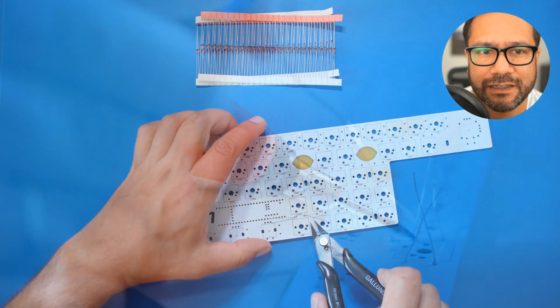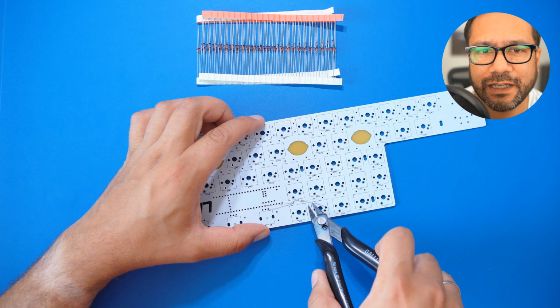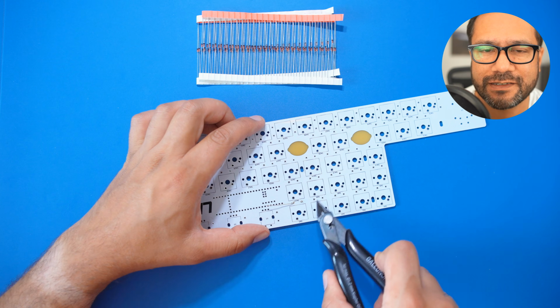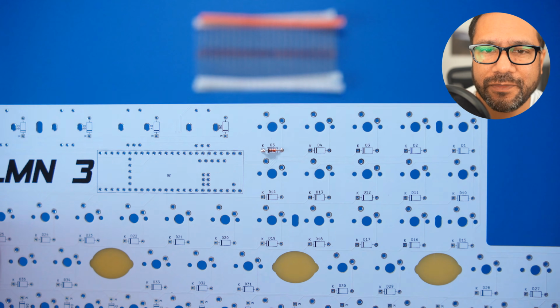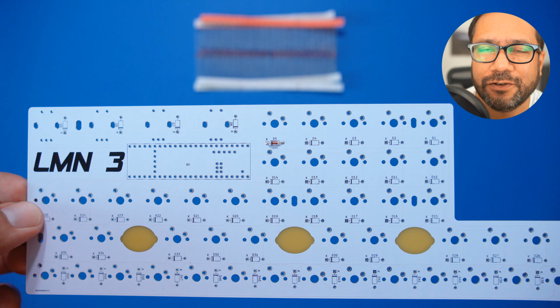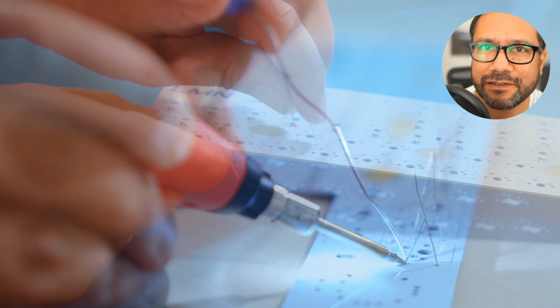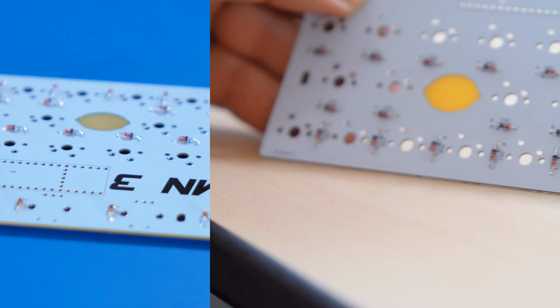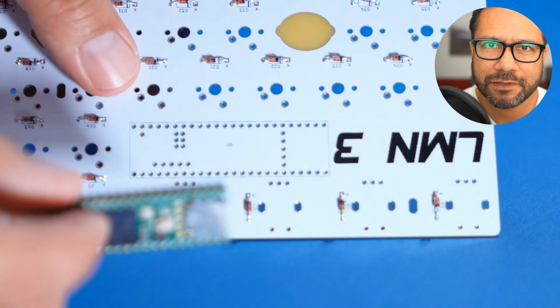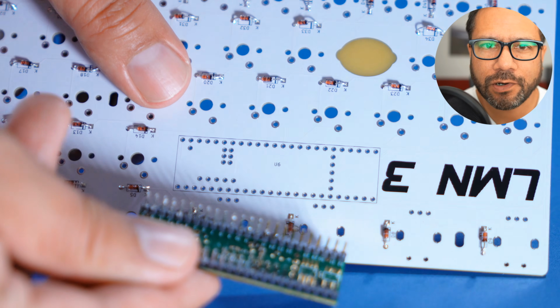And after that, take some pincers and cut away the excess legs. The result should look something like this. And now repeat that 48 times until all the diodes are placed on the PCB, and the result looks like this. The next step is to solder the Teensy 4.1 to the board.